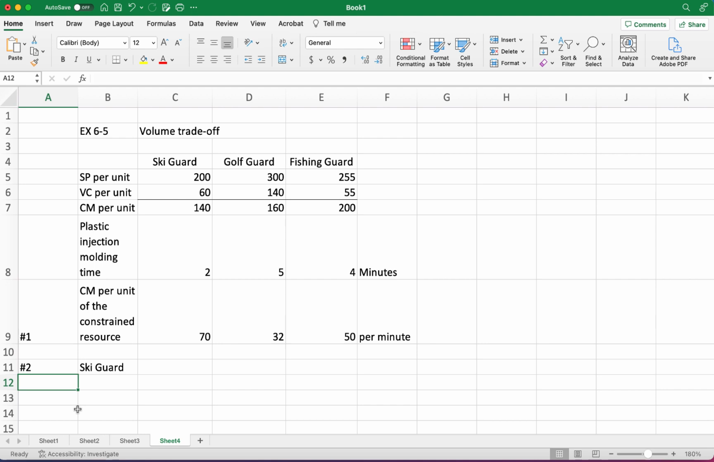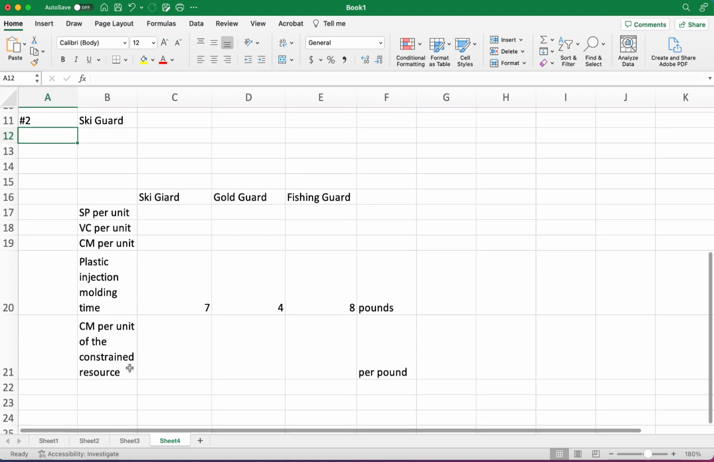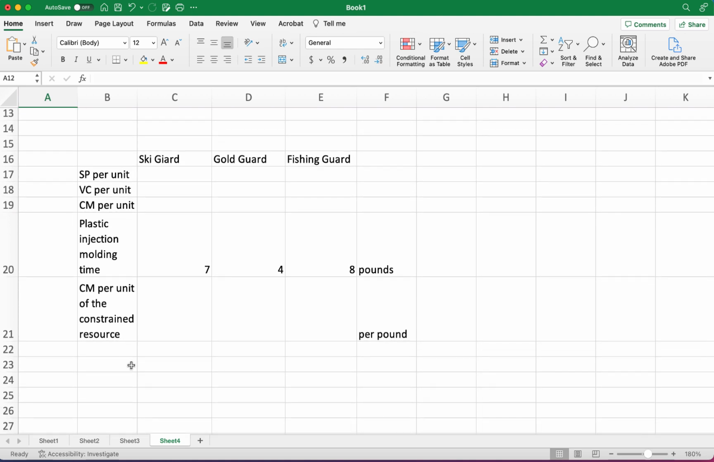All right? Again, what are we doing here? Well, what we're trying to do is see which of the products provides us with the most contribution margin per minute of the constrained resource. Okay? Now, number 3, they want us to do the same thing, right? But this time in number 3, they say, let's assume that there is a severe shortage of plastic pellets that has required the company to cut back on its production, okay?